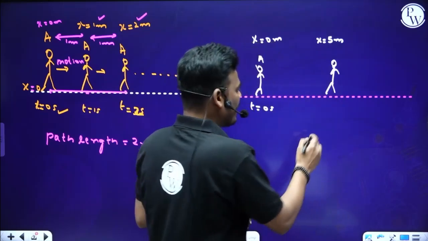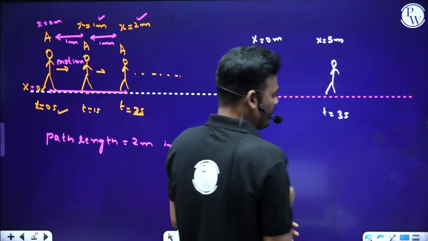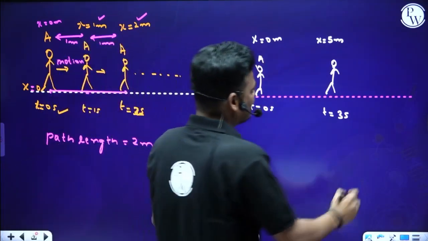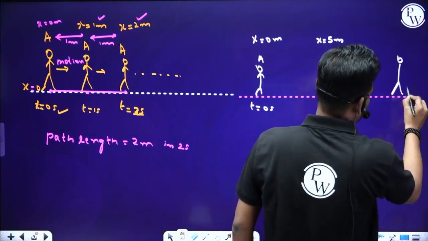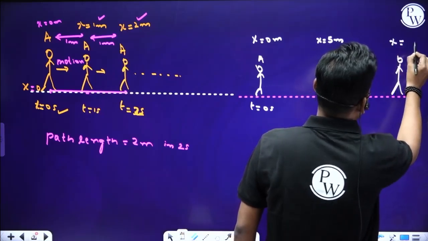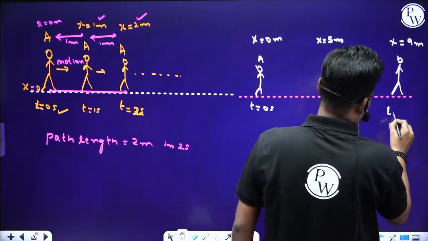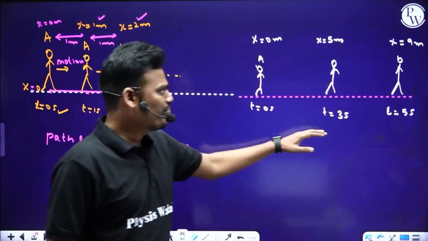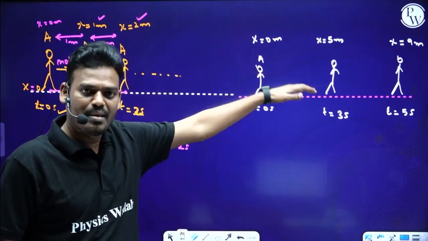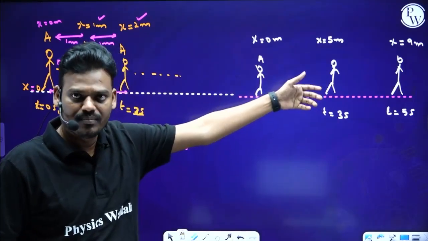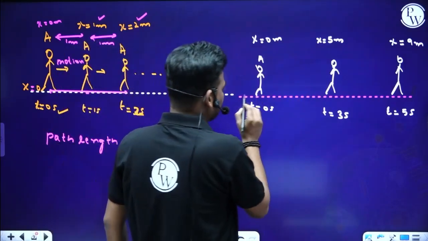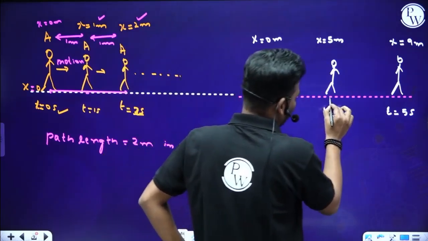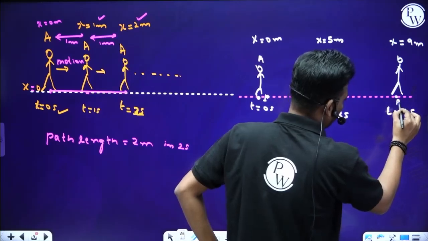Here let's consider t is equal to 3 seconds. In 3 seconds, the student has traveled 5 meter. Then the student has reached this point, which is 9 meter, and the time taken to reach this position, let's consider 5 seconds. As the time changes, the position of the student keeps on changing. That means the body is in motion. Let's call these points P, Q, and R.